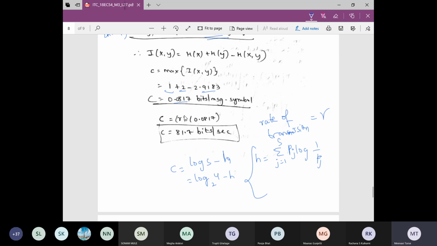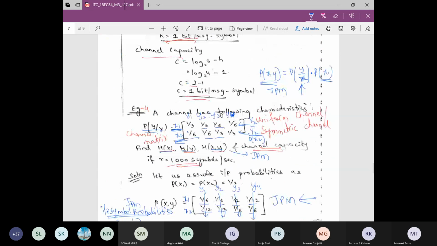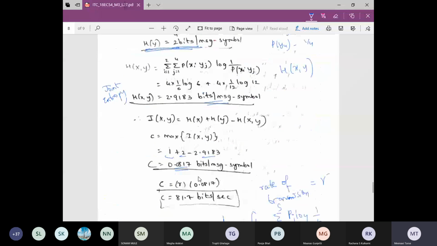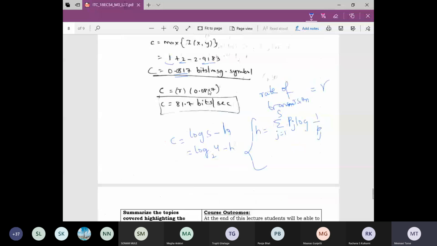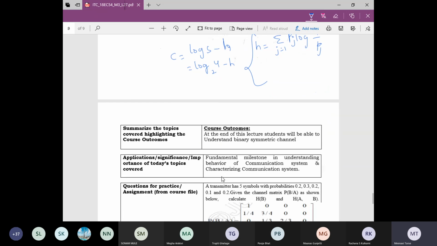So the channel capacity is 0.0817 bits per message symbol. The symbol rate is given as 1000 symbols per second. So 1000 into the channel capacity. Therefore, the total channel capacity is 81.7 bits per second. This is how we compute the channel capacity for a uniform channel or a symmetric channel.